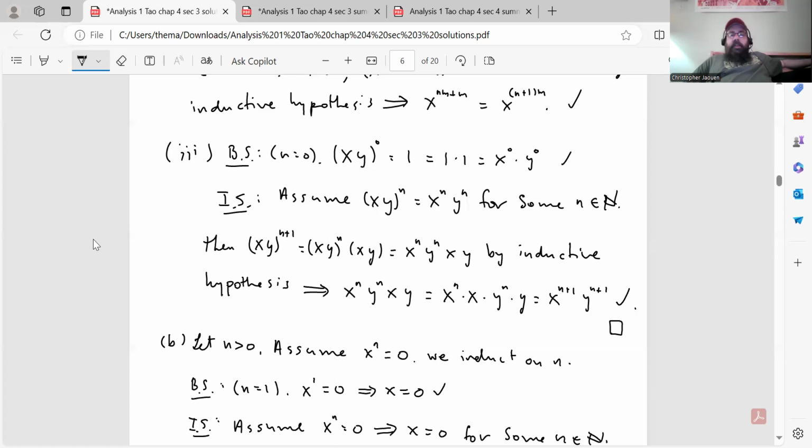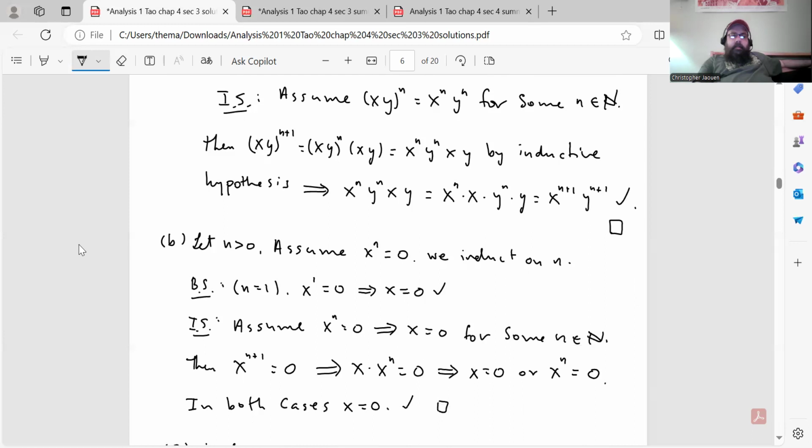Inductive step: assume (xy) to the n equals x to the n y to the n for some n in N. Then (xy) to the n plus 1 is (xy) to the n times xy, which is x to the n y to the n xy by inductive hypothesis, which implies x to the n times x times y to the n times y, again just by commutativity of multiplication, which is equal to x to the n plus 1 times y to the n plus 1 by definition of exponentiation, the way we define exponentiation recursively.